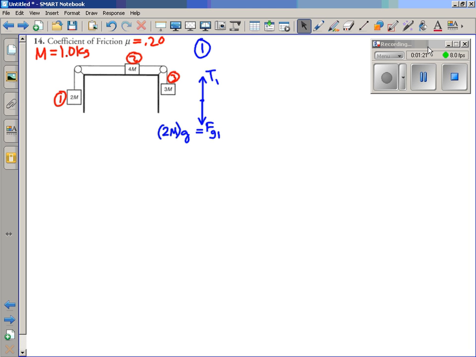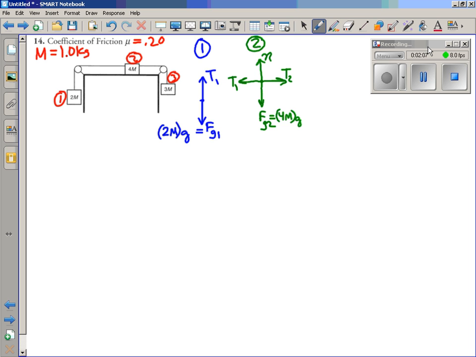For object 2, we have the following forces. We have normal force acting up. We have force of gravity acting down. Force of gravity on object 2. And this is going to equal m, which is mass, which is 4m times g. And we also have tension 1 acting in that direction. And we have what I'll call tension 2 acting in that direction.